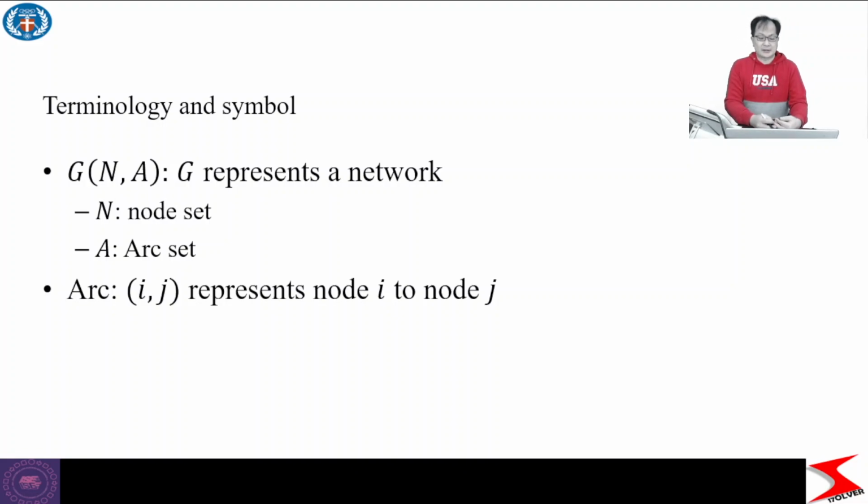So for the basic terminology and symbols for the network, we always use the graph. We use G to represent a network. Within this network, there are nodes and arcs. So we will use G = (N, A) to represent a network. And for the arc, we will use parentheses (i, j) to represent the arc from node i to node j.